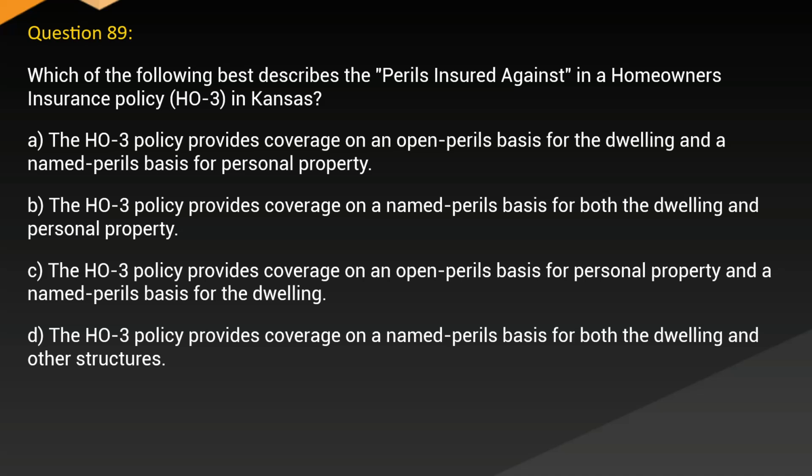C. The HO3 policy provides coverage on an open perils basis for personal property and a named perils basis for the dwelling. D. The HO3 policy provides coverage on a named perils basis for both the dwelling and other structures.